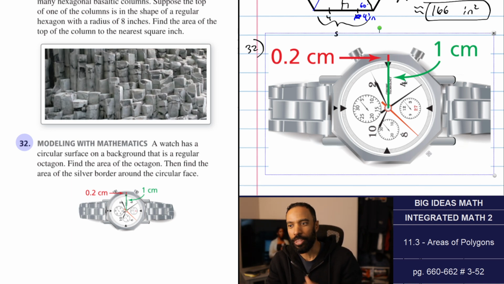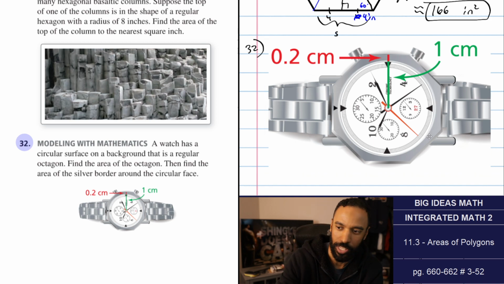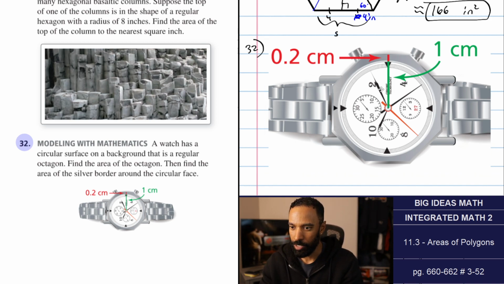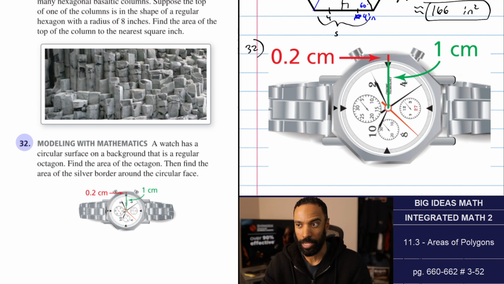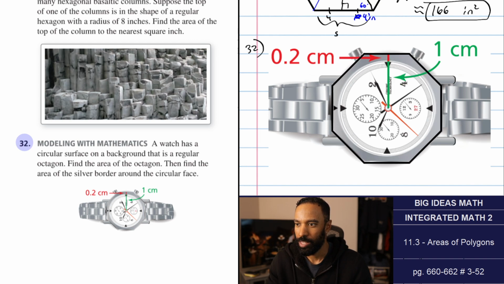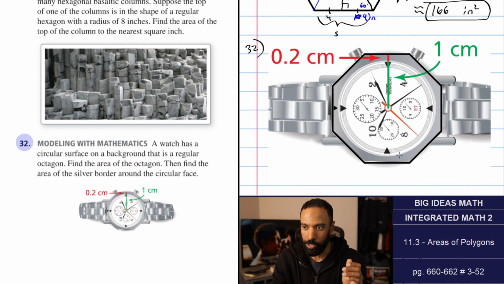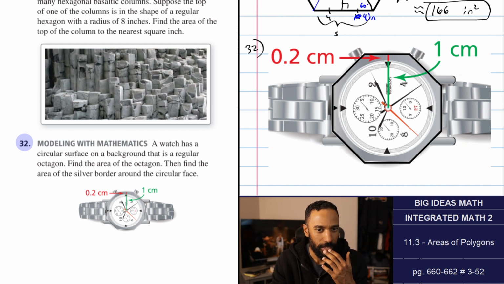That looks pretty good. Now I see the octagon. The octagon is this thing right here. It's the silver portion. Let me highlight it because I couldn't tell from the other thing. It looks like a circle to me, and I was looking at the white shape. This is the octagon here, basically. Okay. So there's a circular surface of the watch, on a background that is a regular octagon. Find the area of the octagon.